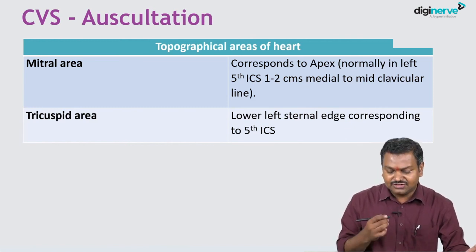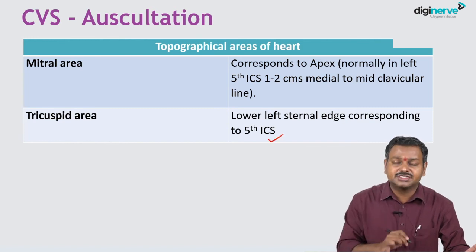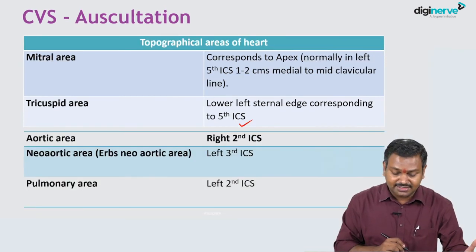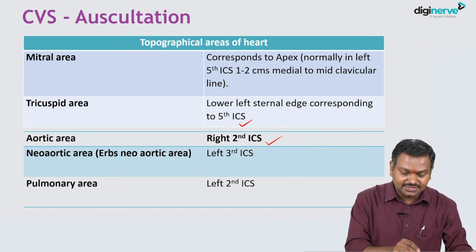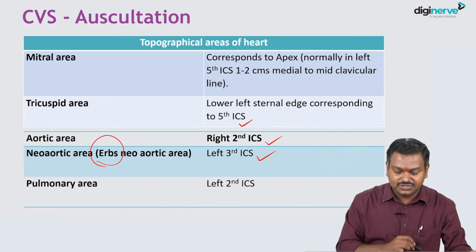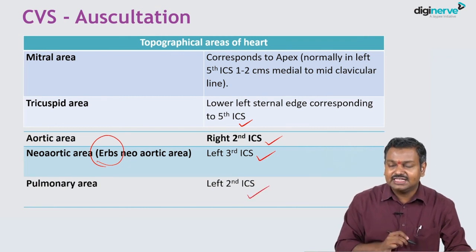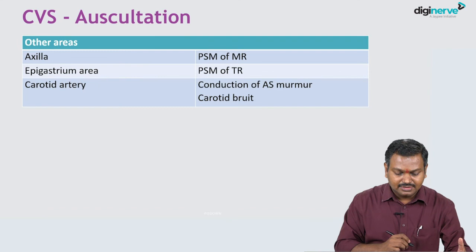Tricuspid area, left lower sternal edge. That's the fifth intercostal space. That's where you get the tricuspid area. Aortic area is the right second intercostal space. Neo-aortic area, otherwise called the Erb's area, is the left third intercostal space. Pulmonary area is the left second intercostal space.